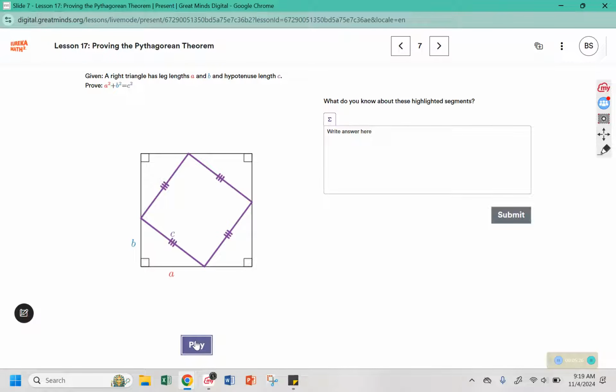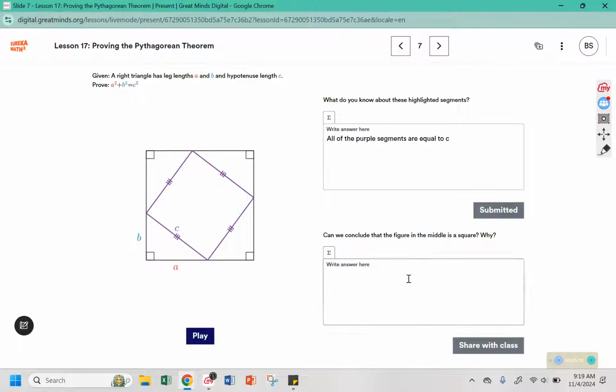What do you know about these highlighted segments? All of the purple segments are equal to C. Can we conclude that the figure in the middle is a square? Why? Well, we know that the four sides are the same, but we don't know about the angles yet, but we can show that the angles are the same.